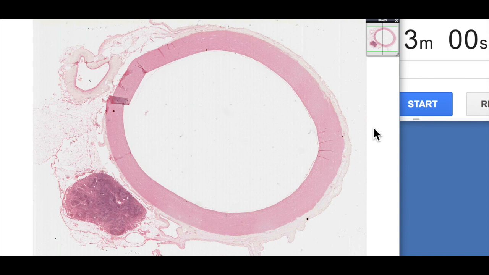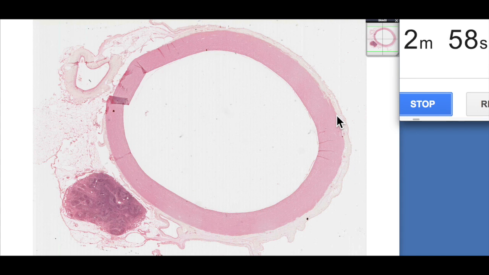Today we're going to be continuing our look at the cardiovascular system by looking at the vasculature. And in this episode we're going to be looking at the elastic arteries, and in particular the aorta. This is the section of the aorta here. So let's start our 3 minutes.